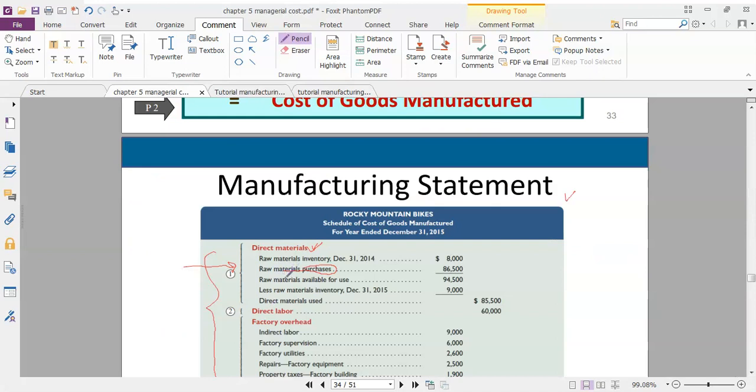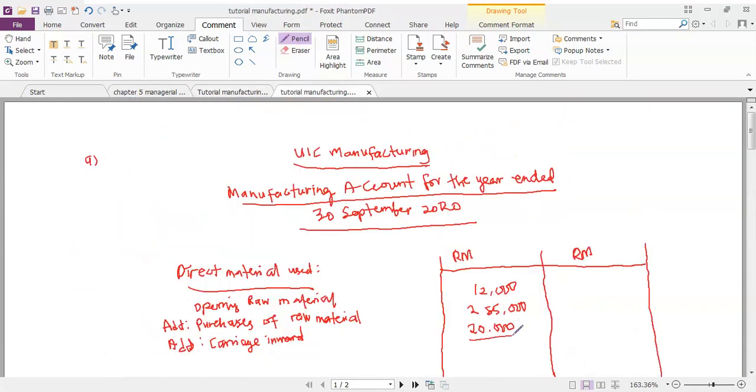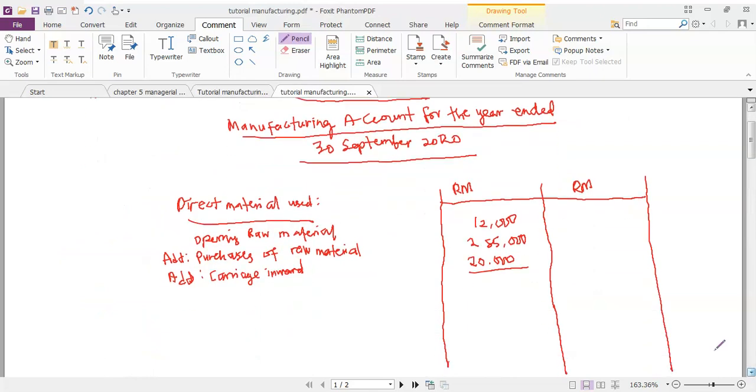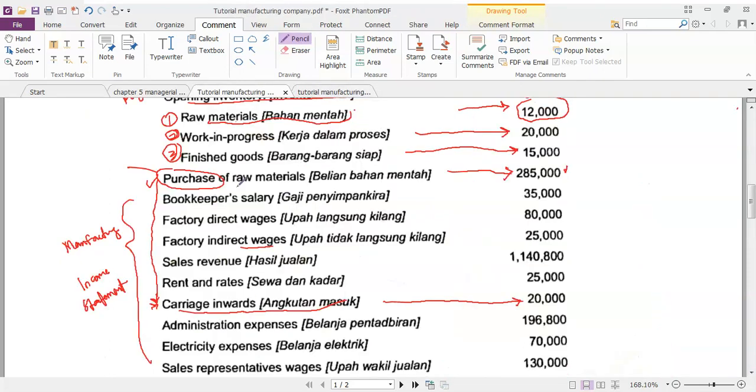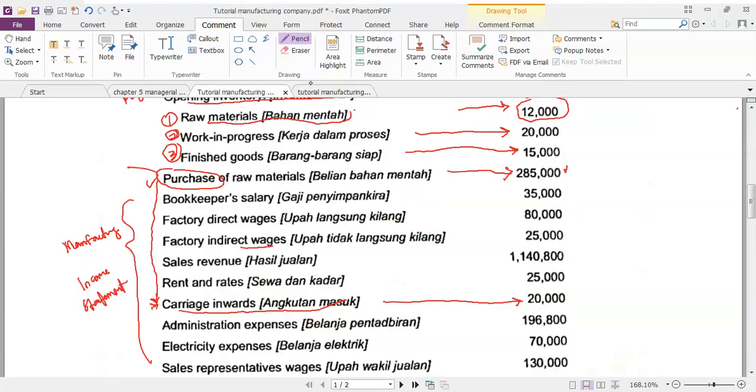Okay, after we add on with the raw material purchase and then we got the raw materials available for use. Okay, let's do. Okay, and then you must total all the opening, purchase raw material, and also carriage inwards. So you will get raw material available for use.